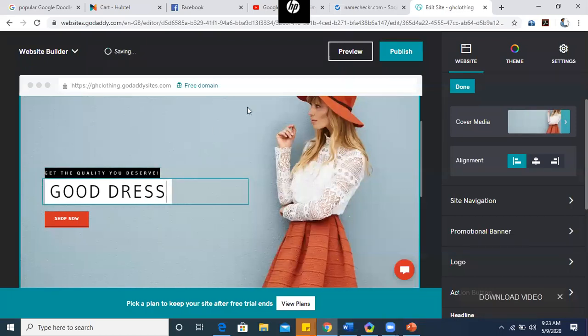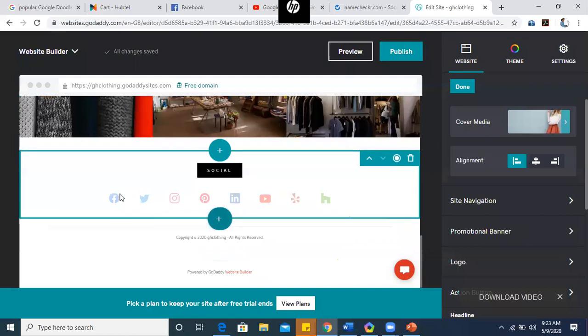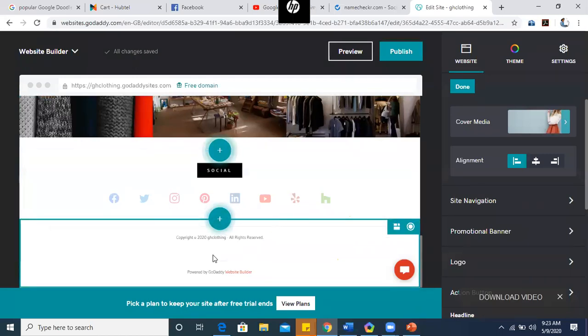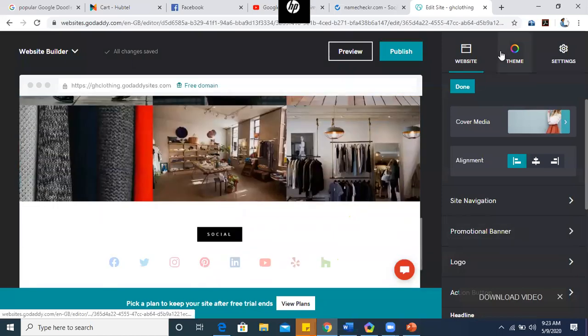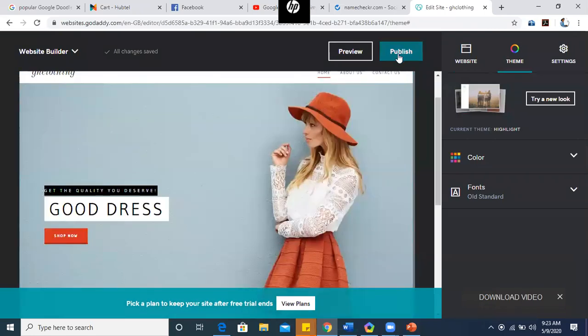Like I can change this picture. I can change all the pictures down. I can add my social links here. I can add my Facebook, Pinterest, all of that, and put my link inside there. I just come to the themes, and then everything works here. If I'm okay with the website, I go here and I publish it.